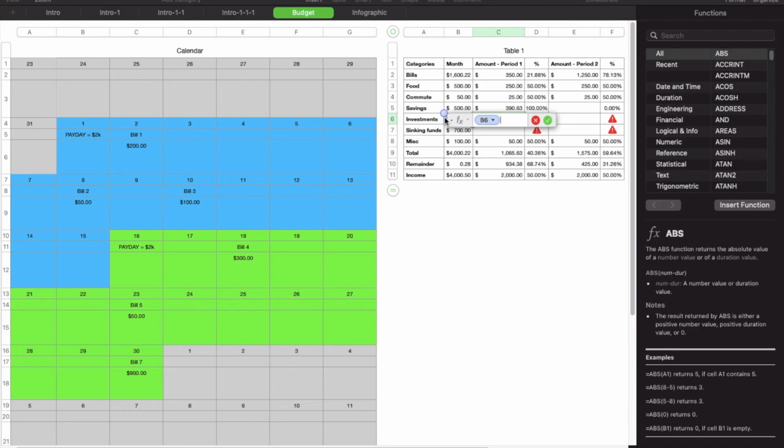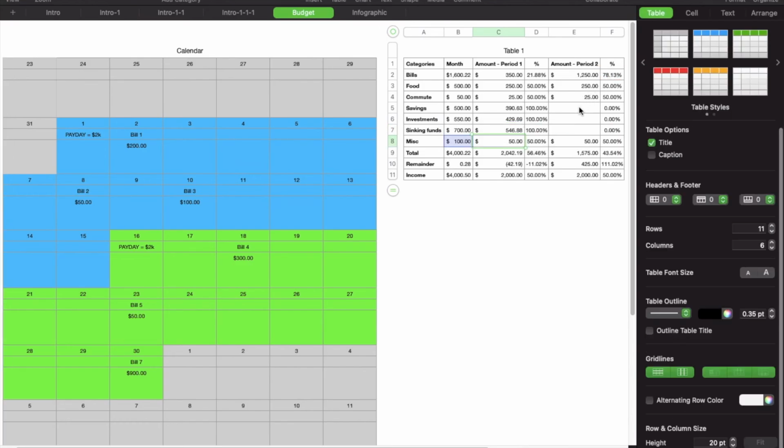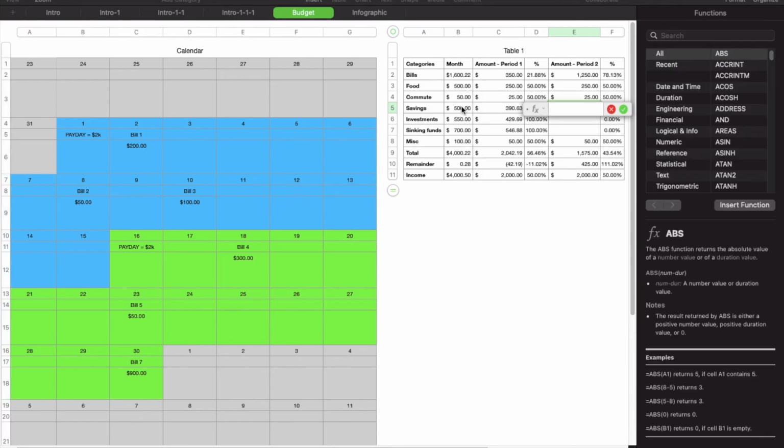So let's do that again. And again. Then we're going to do the same thing here, except we're going to multiply by 22% instead of 78%.